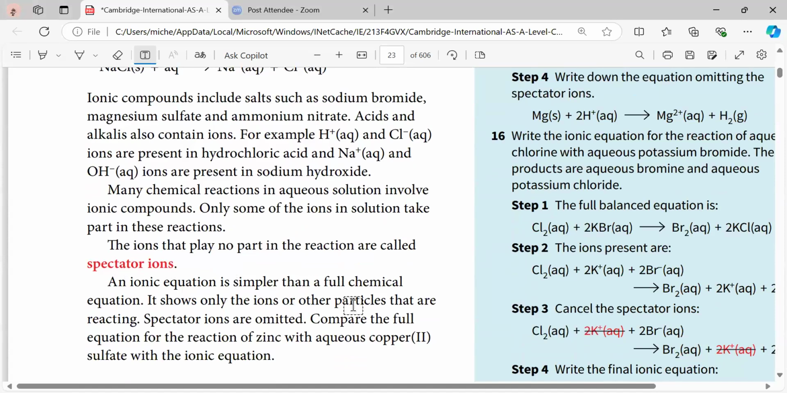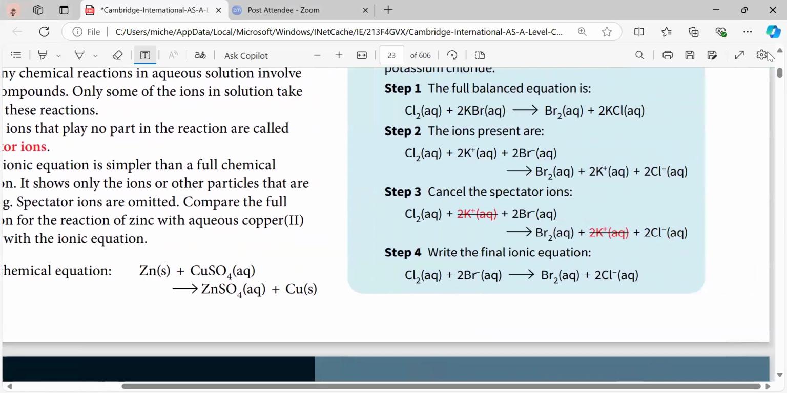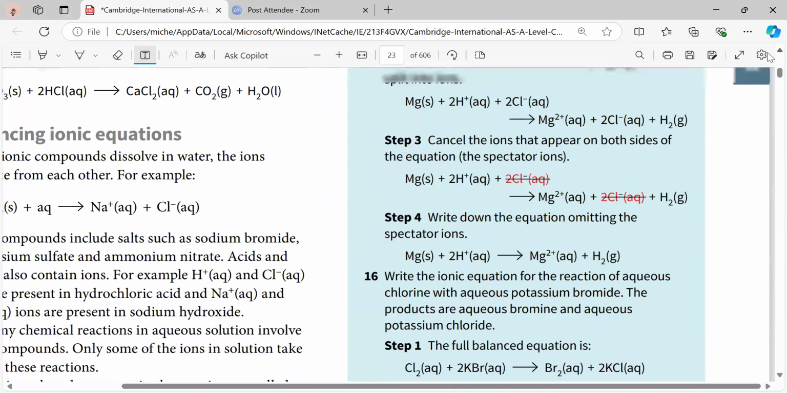An ionic equation is simpler than a full chemical equation. It shows only the ions or other particles that are reacting. Spectator ions are omitted. Compare the full equation for the reaction of zinc with aqueous copper sulfate. So this is just theory. Full chemical equation. There you can see. I'm just going to give you guys the worked example after this.